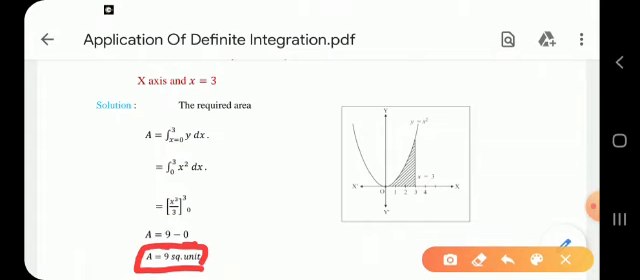Area is 9 square unit. Okay, so a very simple example. Let's go with our second example.